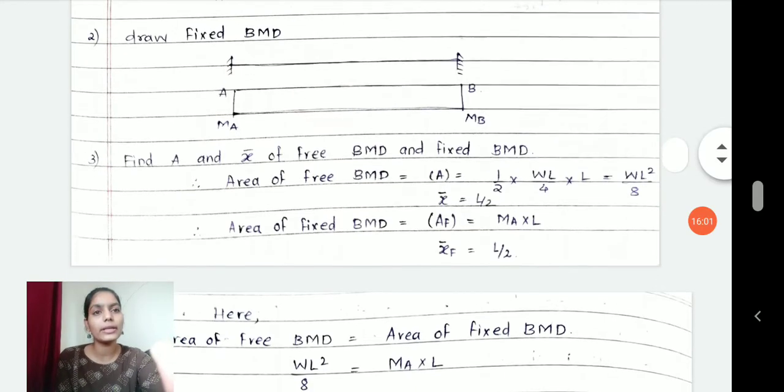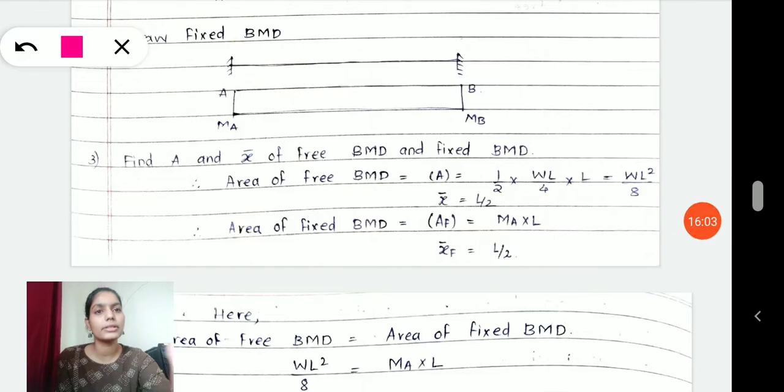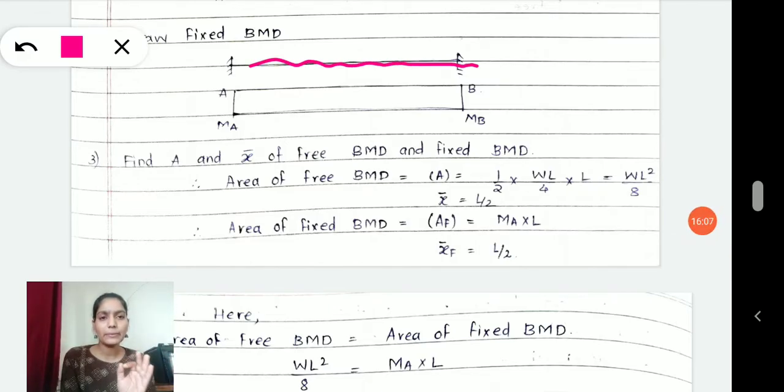There is no loading in between, right? So whatever bending moment will be developed will be because of reactions at the support, right? Whatever bending moment develops will be due to the reaction at the support. How to calculate reactions? Because we don't know the force, and the support reaction will be due to the force applied.